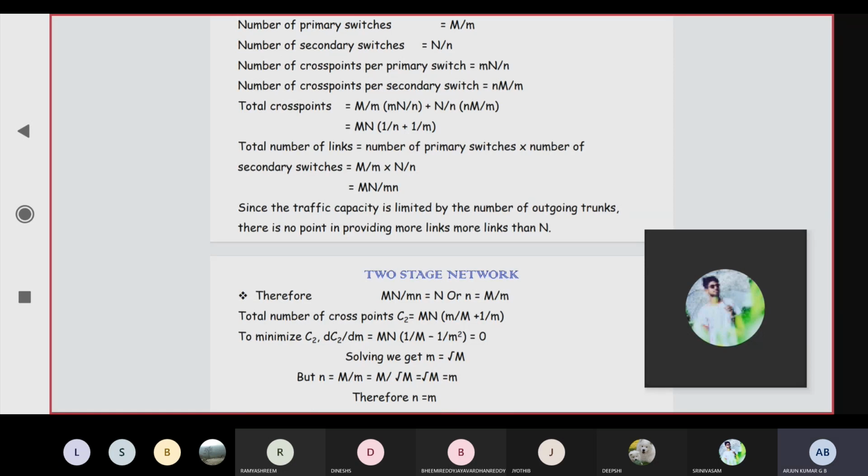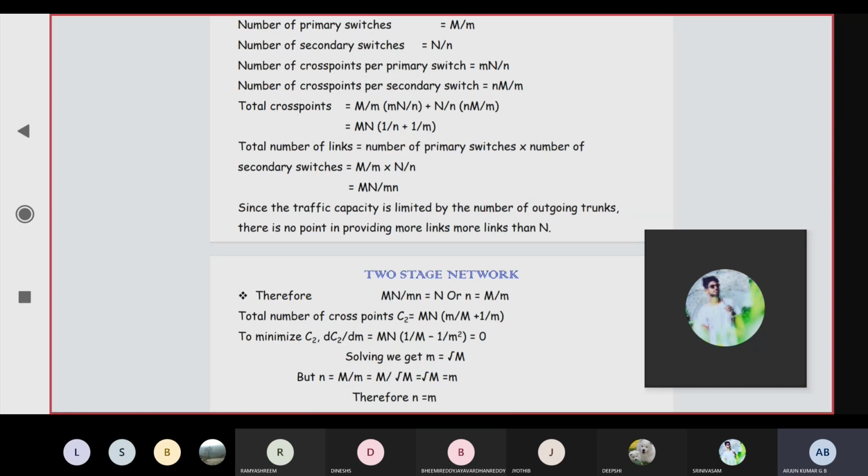Clear about this one? See, mn gets cancelled. Don't confuse here. Capital MN divided by small mn is equal to n. Here, on the left hand and right hand side, mn will get cancelled. We'll get M divided by m is equal to 1. The n will go to the RHS side. Then small n is equal to capital M divided by small m. Okay, that is the equation.